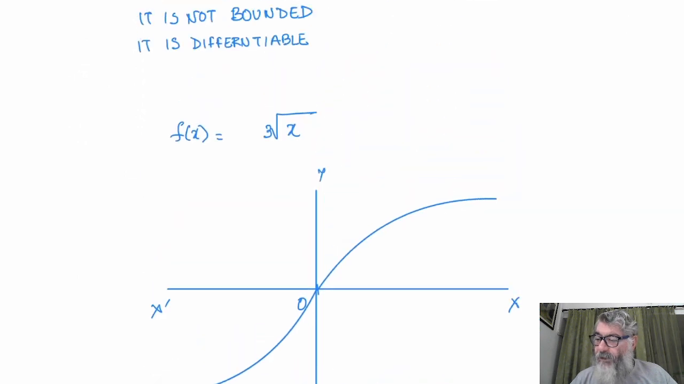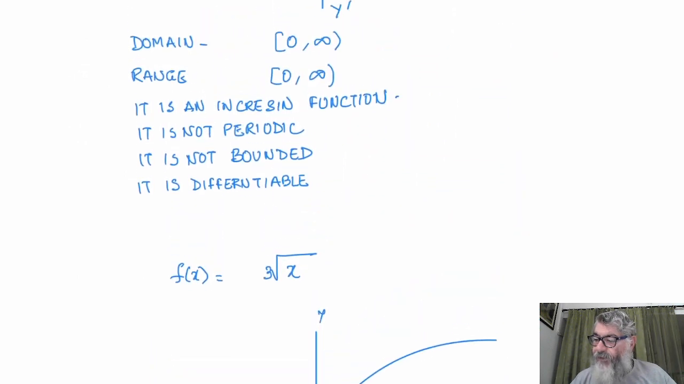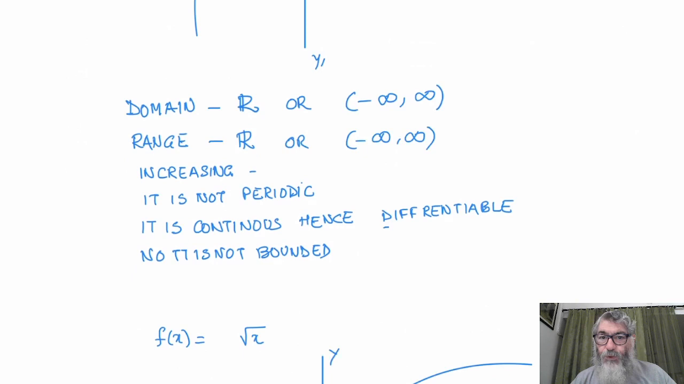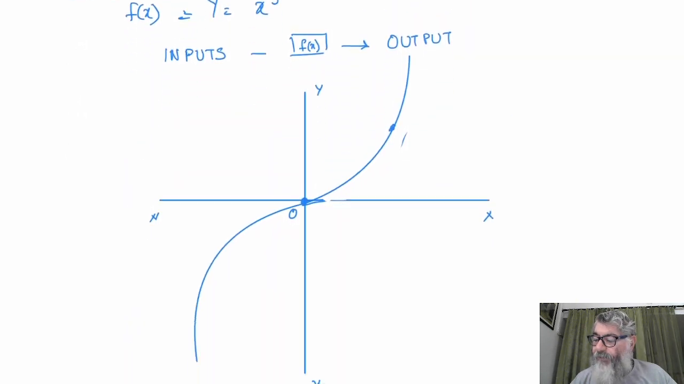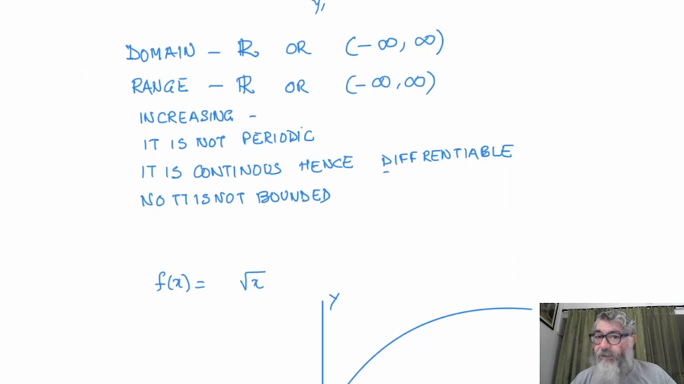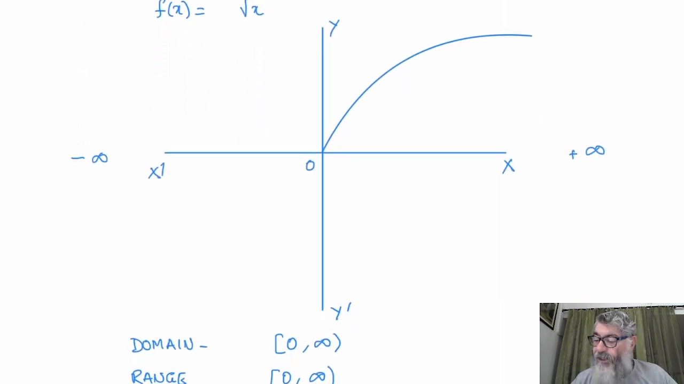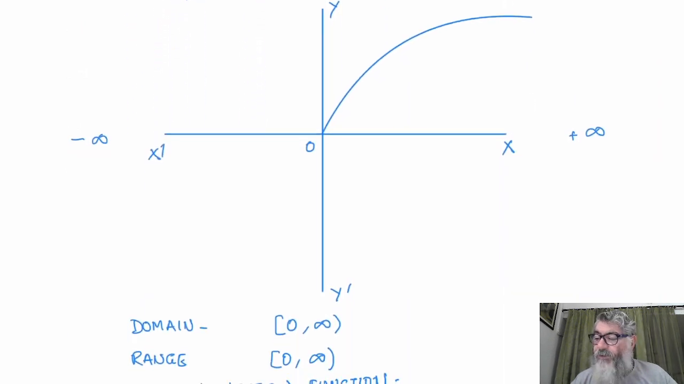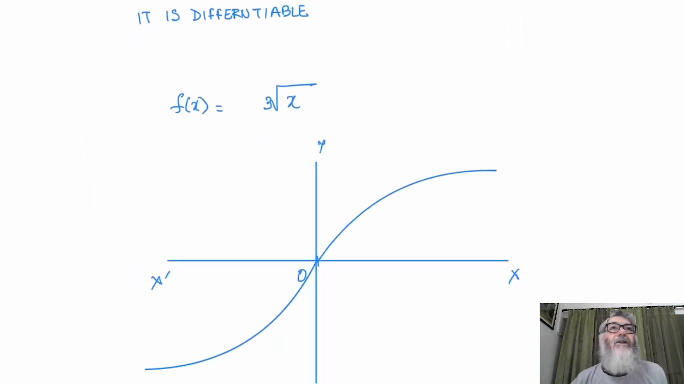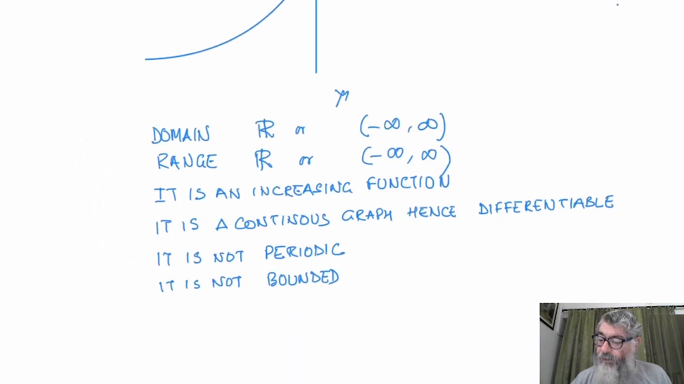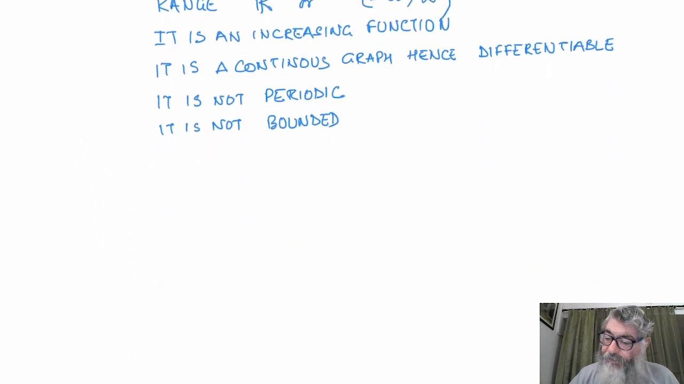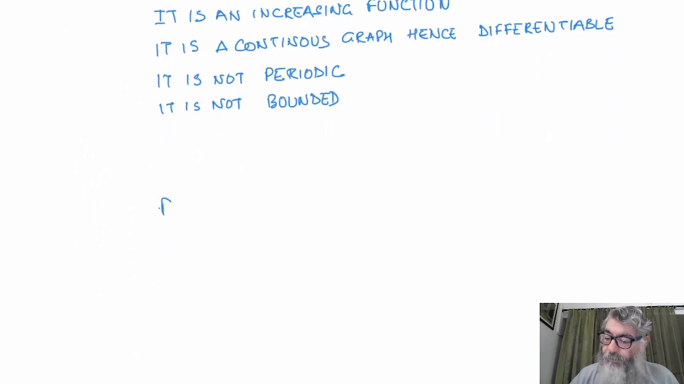So we discussed three functions today. One was y is equal to x cube. Then we discussed y is equal to under root x, which was only on the positive side. And then we discussed y is equal to cube root of x. Now the next function, f(x) is equal to 1 upon x square.